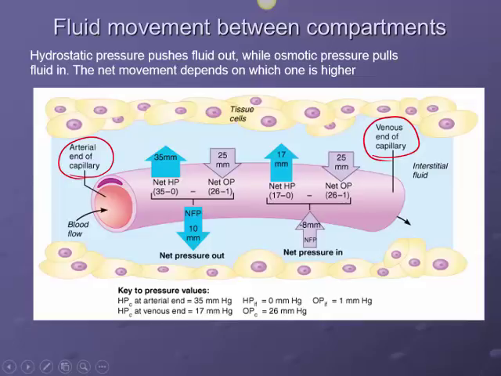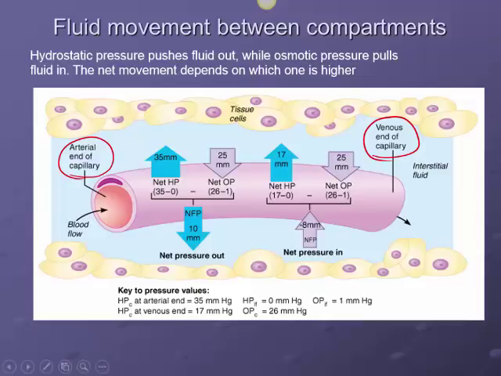So which one wins in this situation? Osmotic pressure. So now fluid will go back from the interstitial space into the blood vessel. So you can see this is one way that fluid volume is kept constant: at the arterial end fluid goes out, at the venous end some fluid comes back in. So that's how part of your blood volume is kept constant, okay?